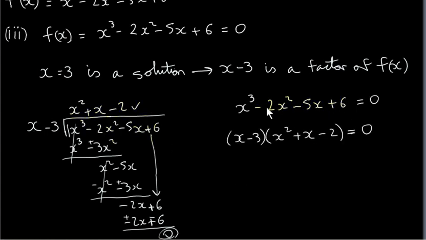Now we want to solve this equation. This is the equation f(x) = 0. So instead of this, we write down its factors. That's x - 3 times the quadratic factor.